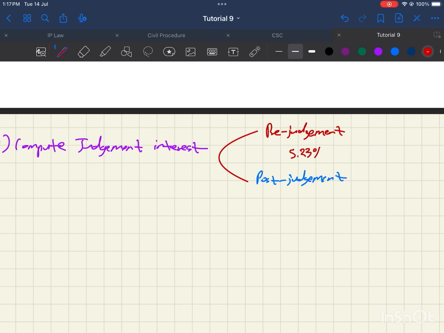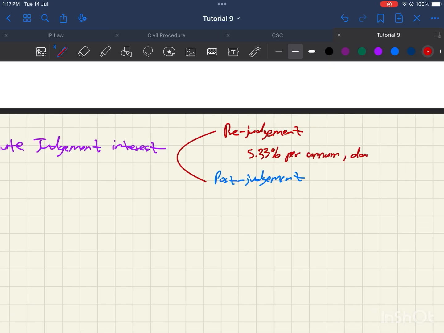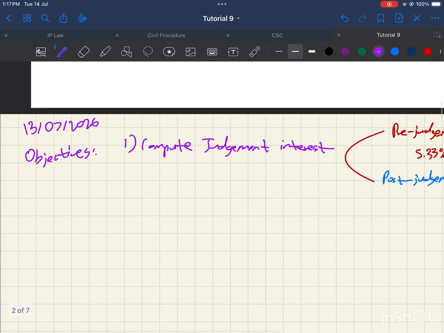And what is the judgment interest? That's right, it's 5.3% per annum on a daily basis, right? The second objective is to draw timelines when doing so for the interest. They're very important, as you will see later on. And last but not least is to calculate cost.